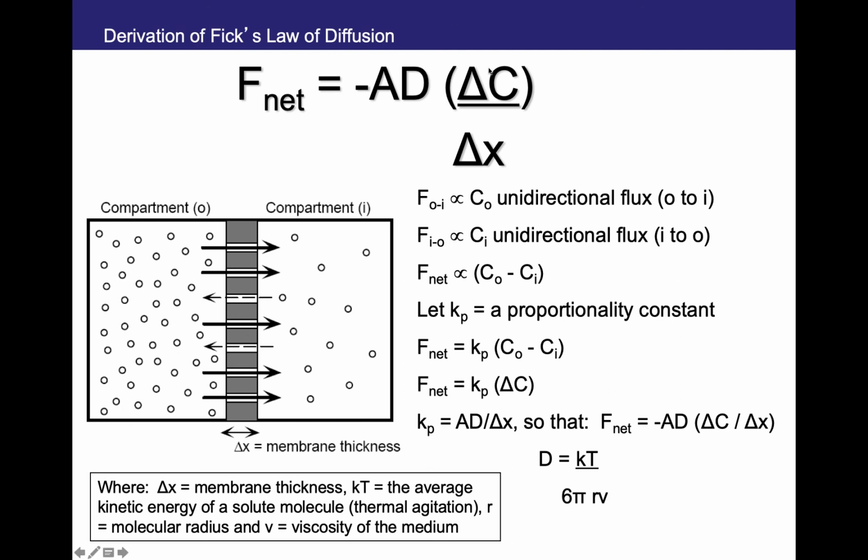And see these arrows back here? This length between the outside compartment and the inside compartment, this length is what that membrane thickness is describing. So if the membrane is very thick, what's going to happen to the net flux? It's going to go down, right? Why would it go down?